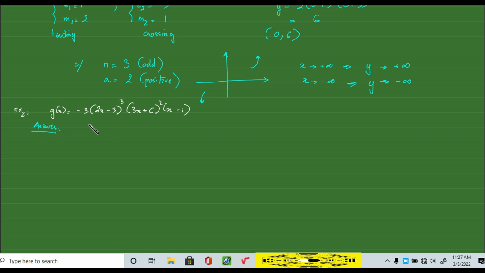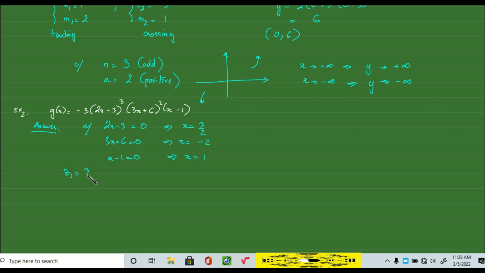So the zeros. In order to find all the zeros, you put each factor equal to 0 and solve for x. So x equals 3 over 2. Then 3x plus 6 equals 0, so x equals negative 2. x minus 1 equals 0, so x equals 1. There you go. So you have 3 solutions, and that's why we have 3 zeros.